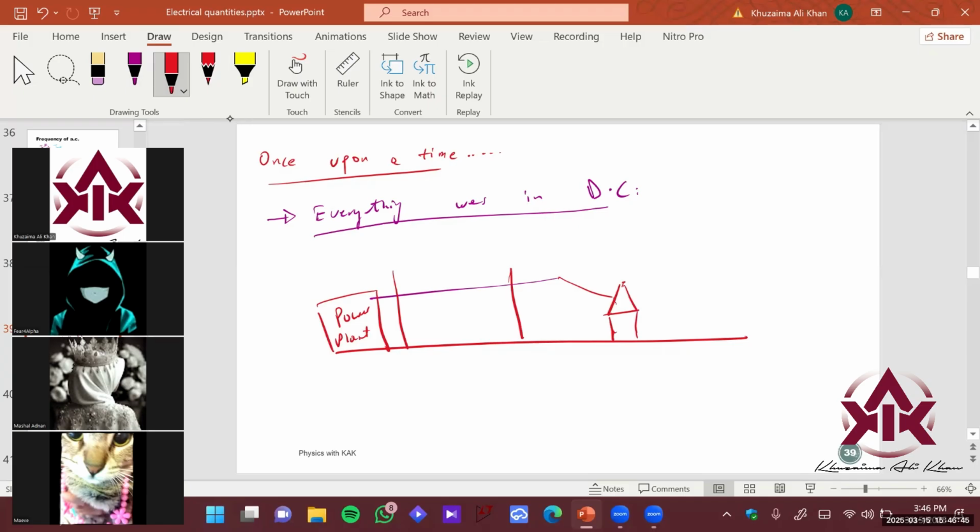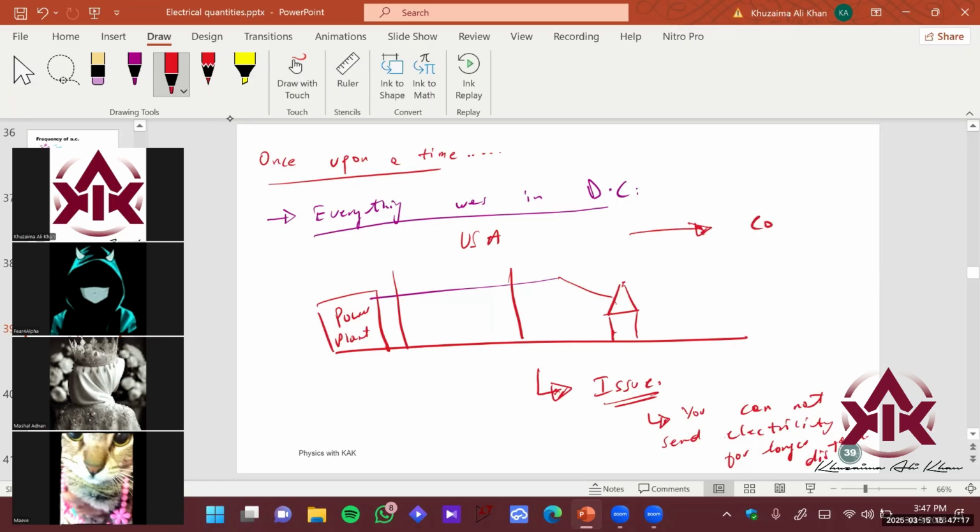But what was the issue at that time using DC supply? That was, okay, you cannot send electricity for longer distances, right? Let's say this is USA. If you want to send the electricity using DC source to, let's say, Canada, because they are neighboring countries, right? It would not be possible, right?